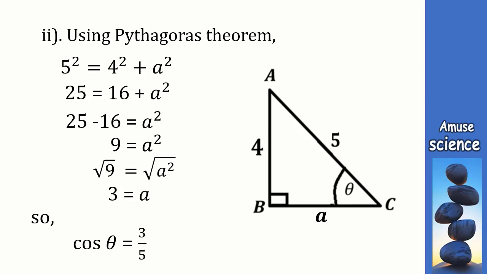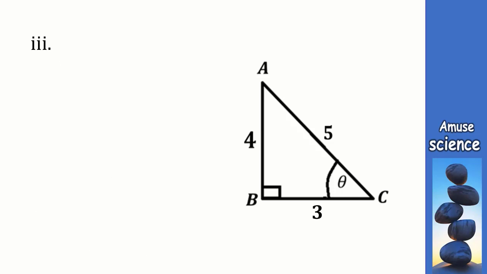Now the third one is for us to find tan theta. Tan theta is a ratio of the opposite to the adjacent. And so we can simply write that tan theta is equal to 4 divided by 3.